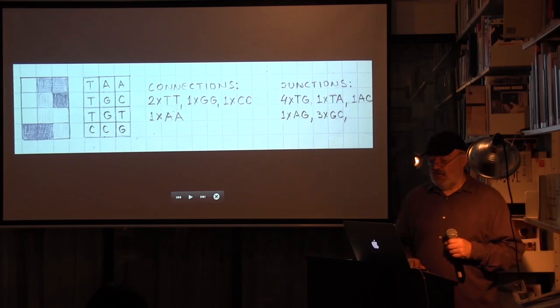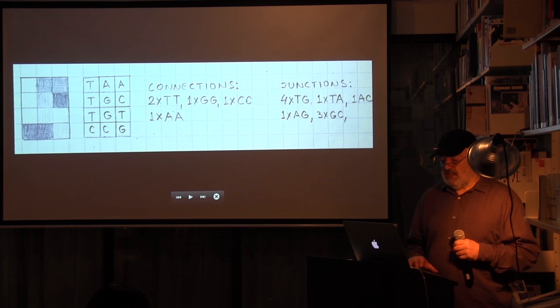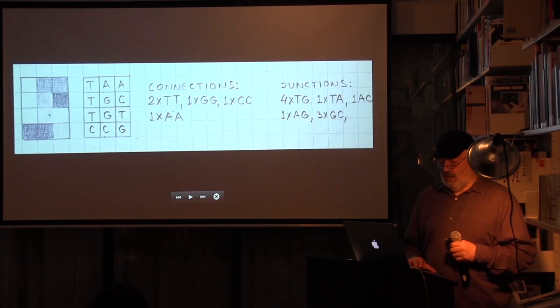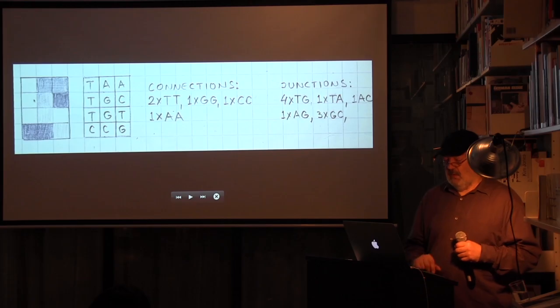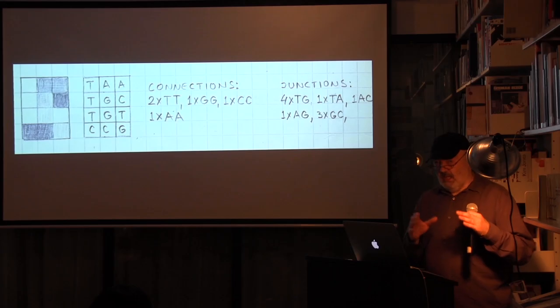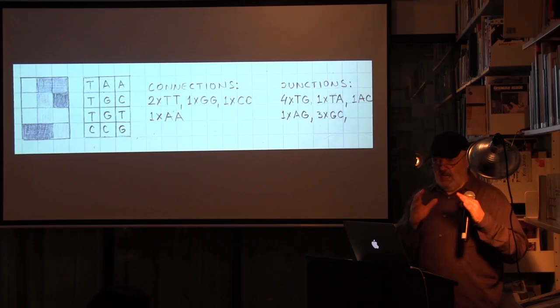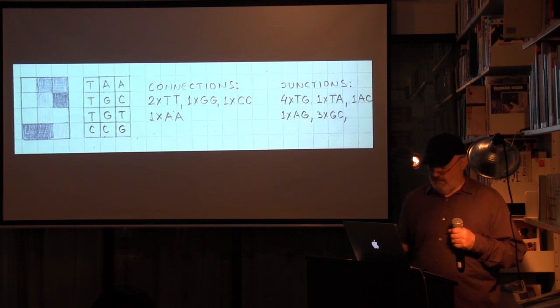On the other hand, we have junctions, like 4 TG junctions. This is T, and this is G. 1, 2, on this side 3, and here 4. 1, 2, 3, and 4. And the others, you can see. This shows you how we can analyze these icons on the basis of their neighborhoods.